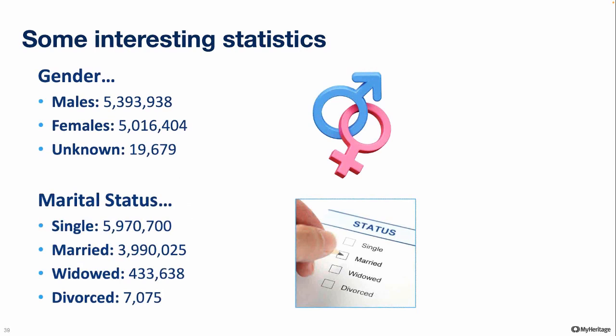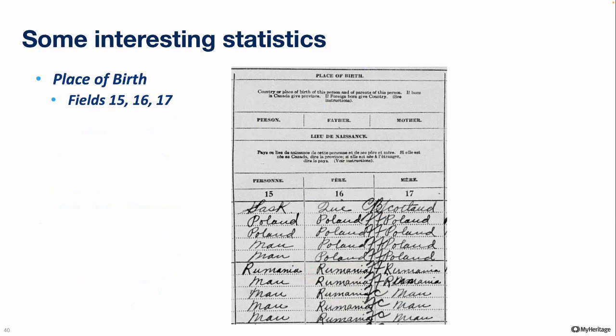Marital status. Again, other factors I think are at play here. The life expectancy of a man in Canada in 1931 was 60 years old, and a woman was 64. And so that also can have some play here into the surprisingly little fewer married than I might have expected. Some other interesting statistics.